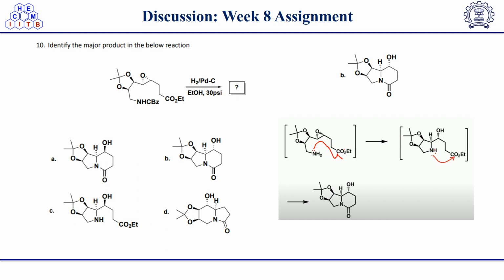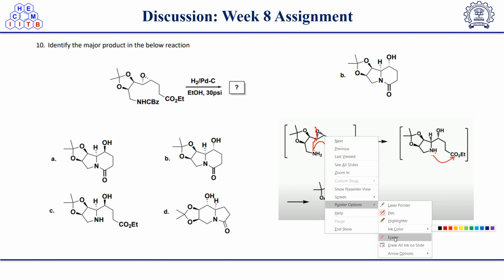Next, it will open this epoxide as well, and this will go here, and this epoxide will be opened from this side. So here we will get OH, and this will result in the formation of a 5-membered ring. Then 1, 2, 3, 4, 5, 6, a 6-membered ring fused with a 5-membered ring will be forming.